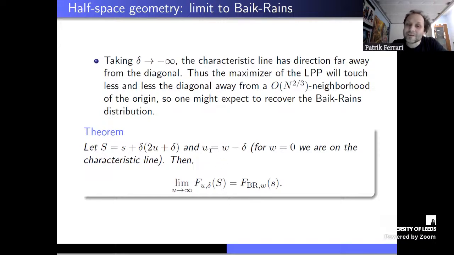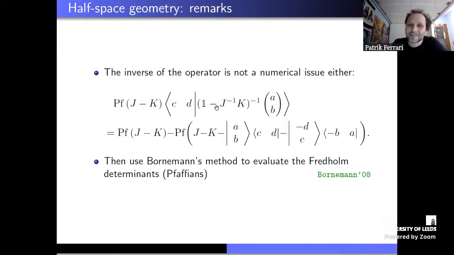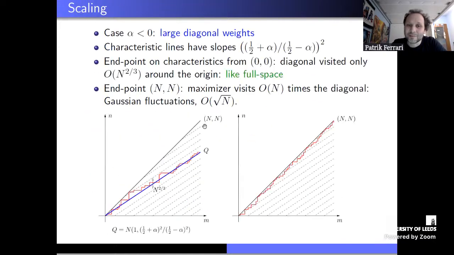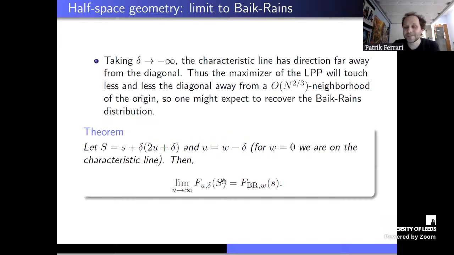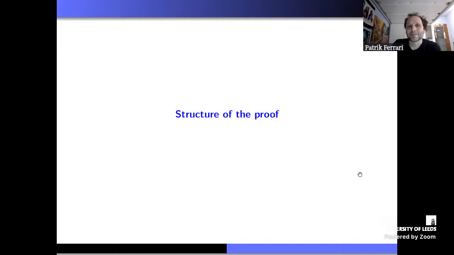And then U is the place where you look. You have also to change accordingly, because in this picture U gives you the distance in this direction. So if delta becomes very negative, U becomes larger. So you want to focus around the characteristic again. And then indeed, in the limit when delta goes to minus infinity, you recover as expected the Baik-Rains distribution function. Okay.